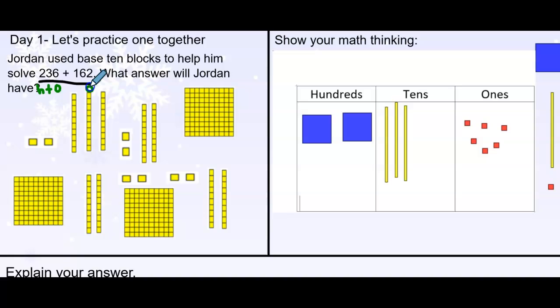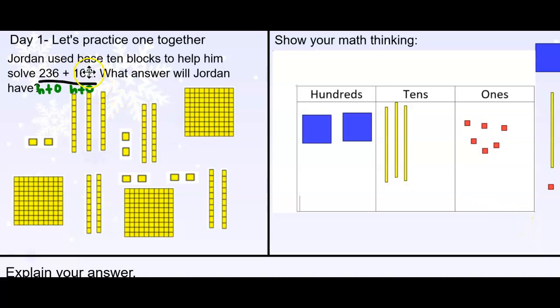2 is in the ones place. 6 is in the tens place. And the 1 is in the hundreds place. Great job! Now let's create our number using base 10 blocks. And we're adding, so we're going to put everything together on this one chart.